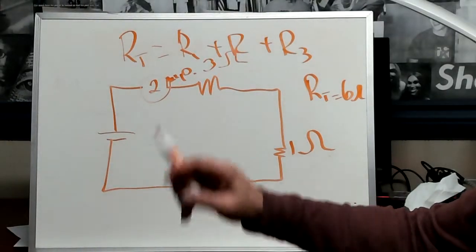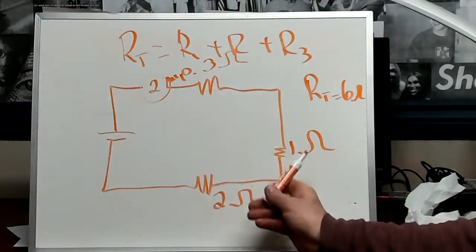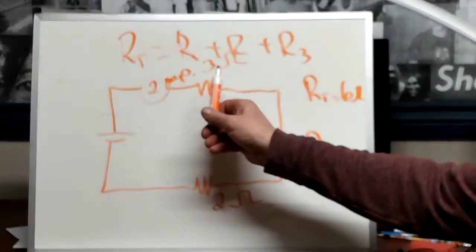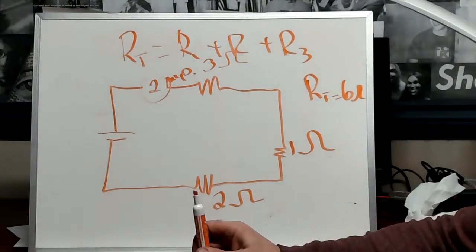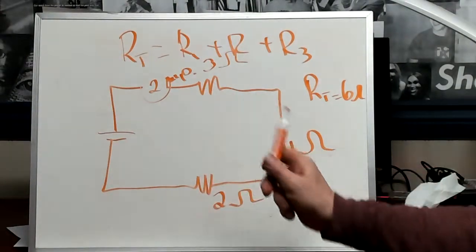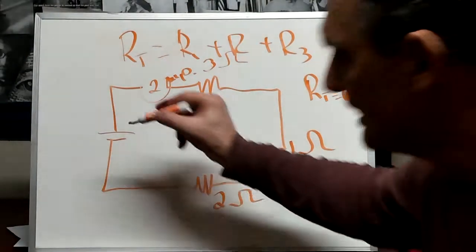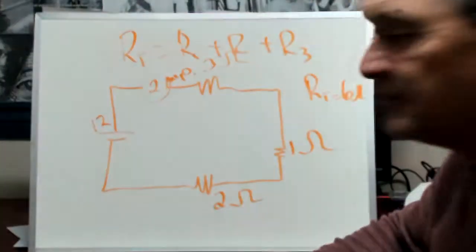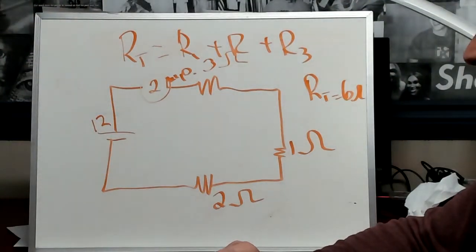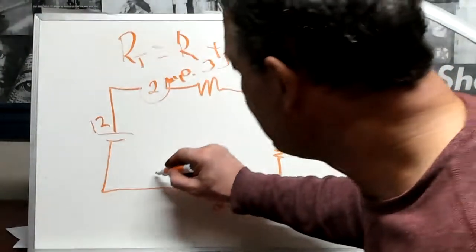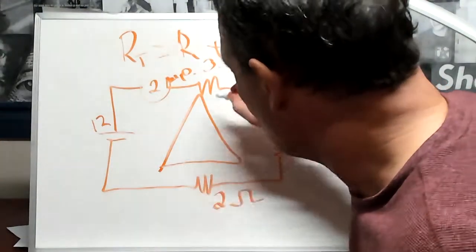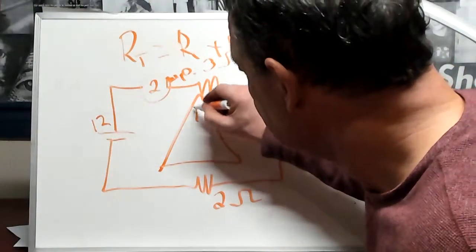The final one is the voltage drops. The voltage drops will always equal the individual voltage drops. So this one and this one will add up to be, if we have a 12 volt source, 12 volts dropped across the series circuit. Now this can all be calculated using the Ohm's law triangle.